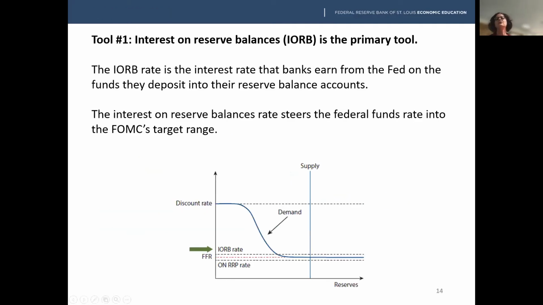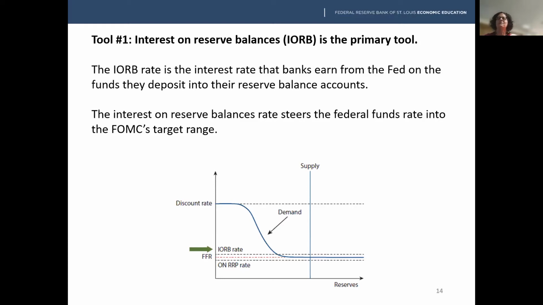The first tool is interest on reserve balances. This is the primary tool. If you have limited time to teach the Fed's policy implementation tools, this is the key one to focus on. First off, reserve balances are what banks have when they have excess funds. They can put them at the Fed in their reserve balance account. This account earns interest, and the rate it earns is the interest on reserve balance rate. You can think of it as the interest rate banks earn at the Fed for any of the funds that they park in their reserve balance account.